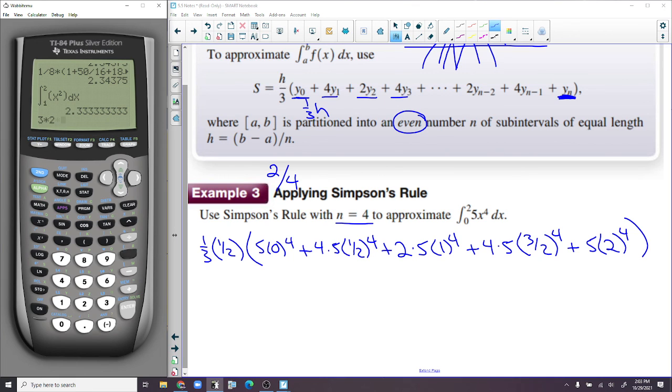So it starts as a single, it goes 4, 2, 4, and then a single. Three halves times 0, 20 times 1/16, plus 10, yeah, that's nice, plus 20 times 81/16, plus 5 times 16.